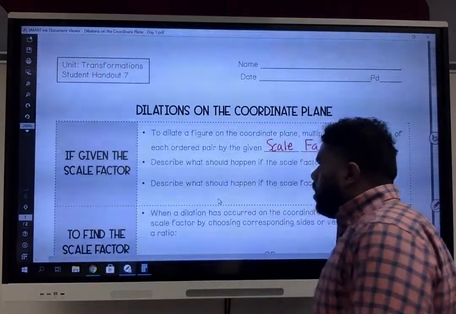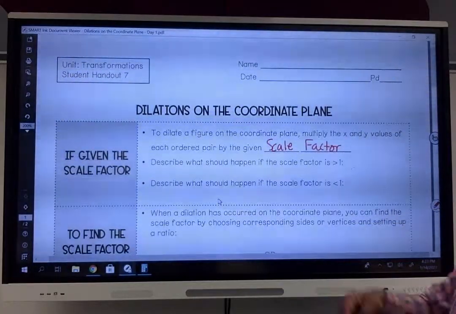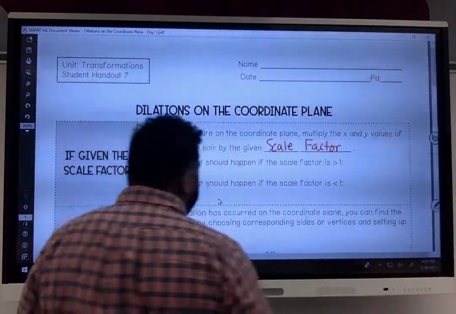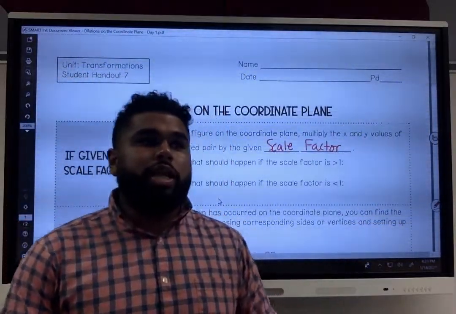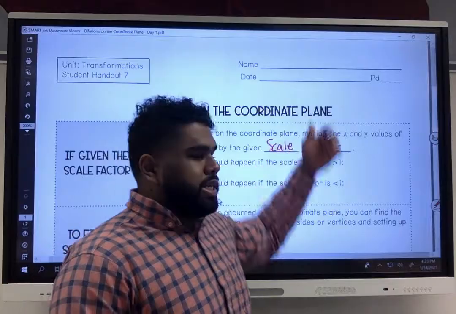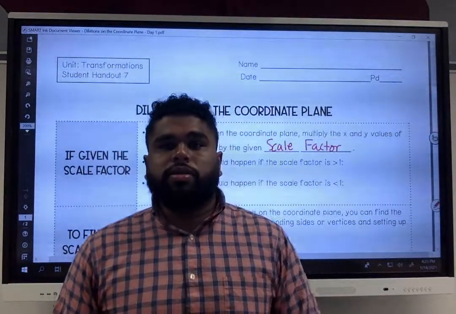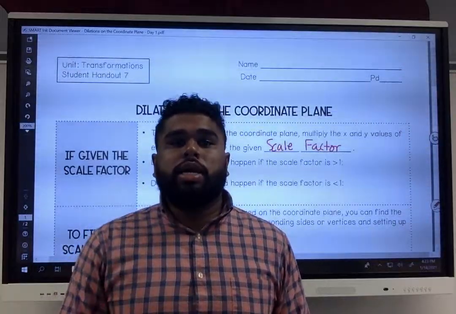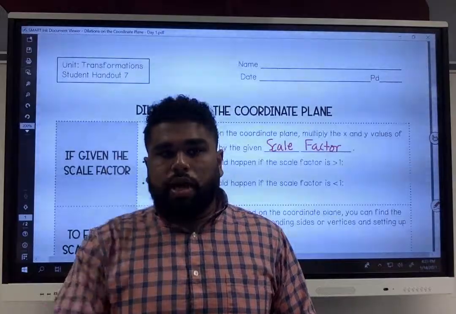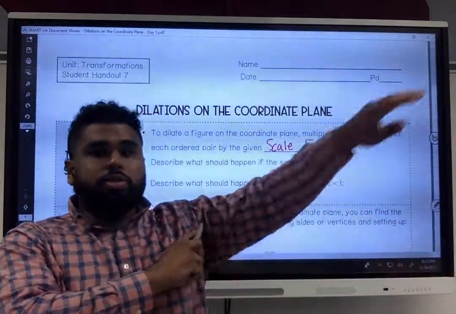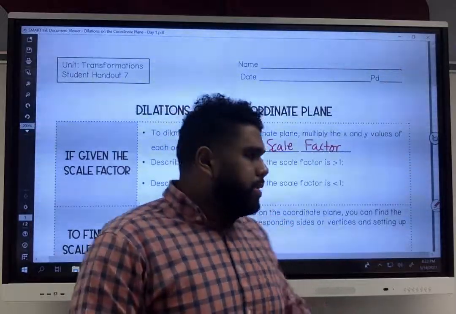Okay. So, describe what should happen if the scale factor is greater than 1. Okay. So a scale factor is basically what you're going to increase every single value by. So like it says, the x and y values. So let's say I stepped into a machine and the scale factor that the machine was set to was 2. That means that every part of my body would get bigger by 2 times, right? So my arms would be 2 times as long, my legs, my head, my torso, and everything, okay?